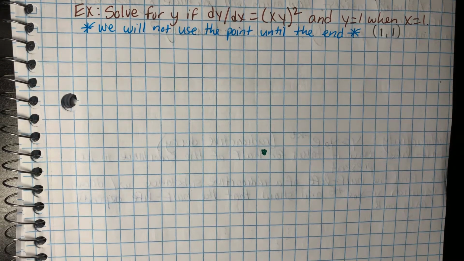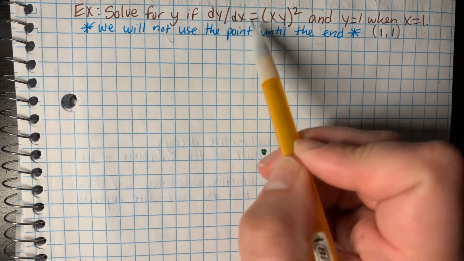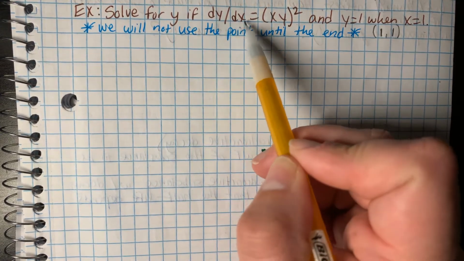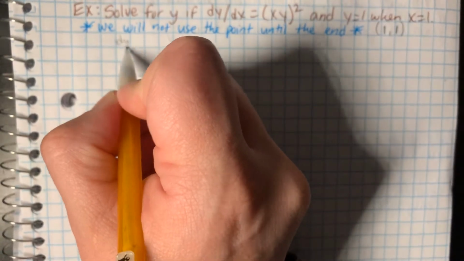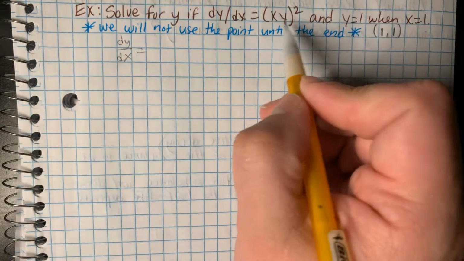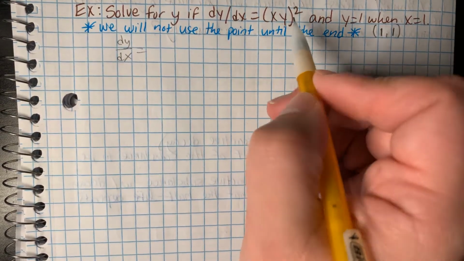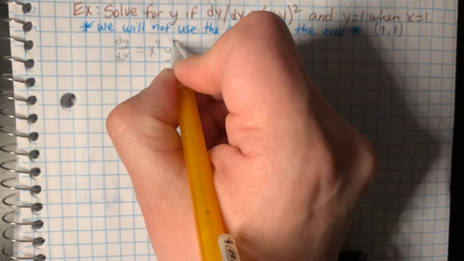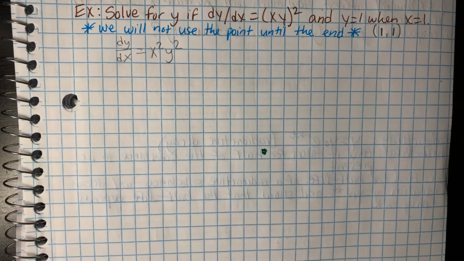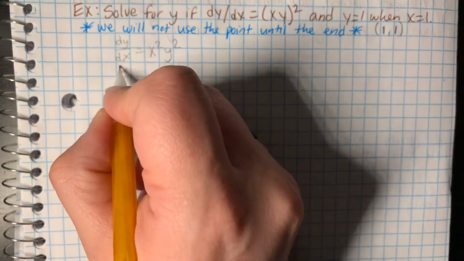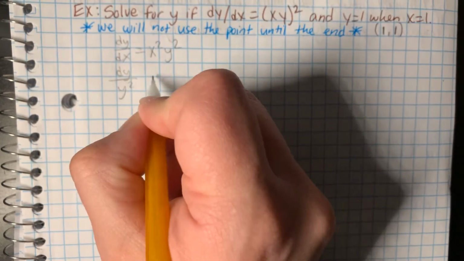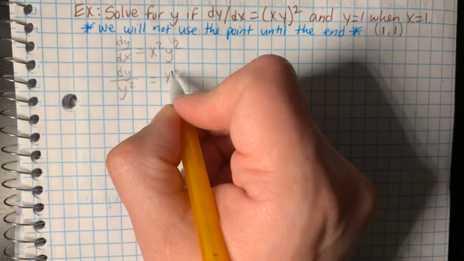So what we need to do is, in the end, get rid of this dy/dx, which has to do with our integrals. So we're going to have dy/dx equals x squared times y squared. We're going to move things over so we have y's on one side, x's on the other side. So we're going to have dy over y squared equals x squared dx.